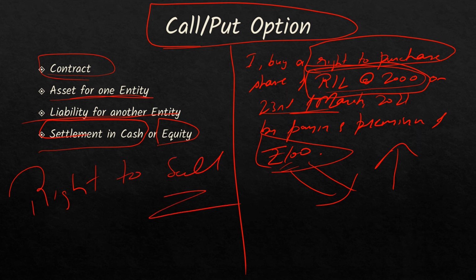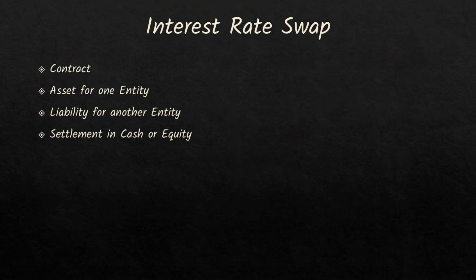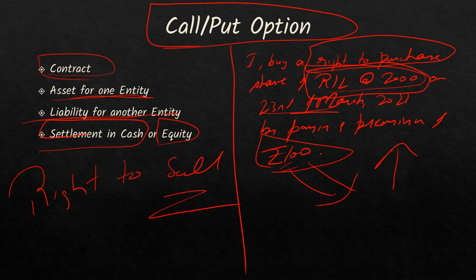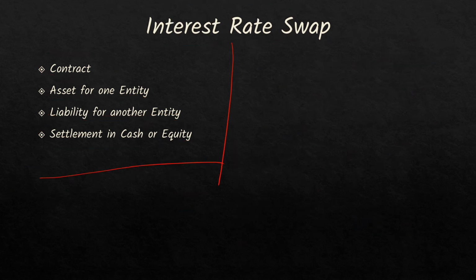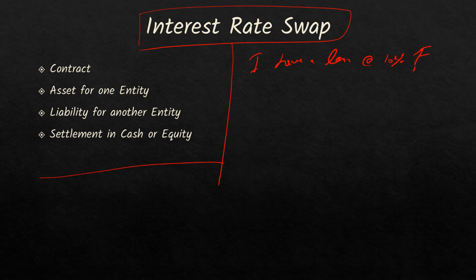Okay, let's move further. Interest rate swap. So you got it, call and put options are financial instruments. Let's write a statement of an interest rate swap. I have a loan at the rate of 10%, a fixed rate.